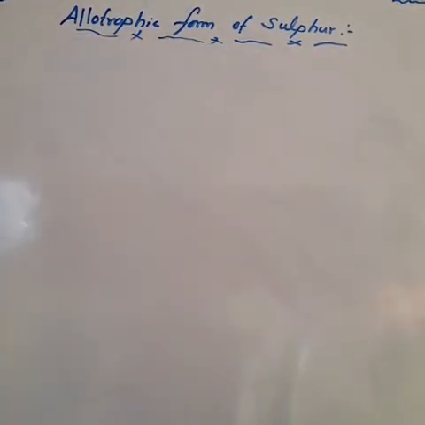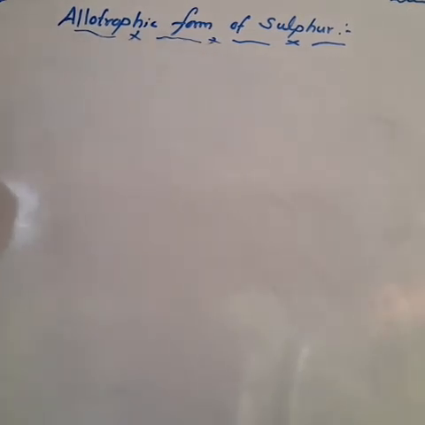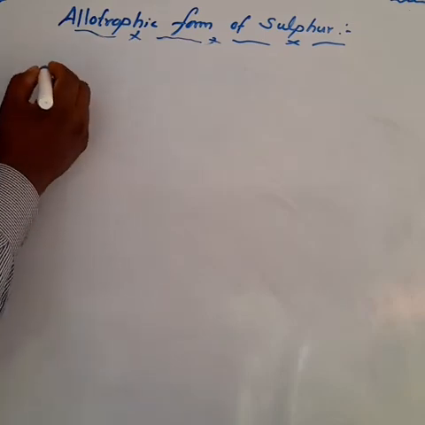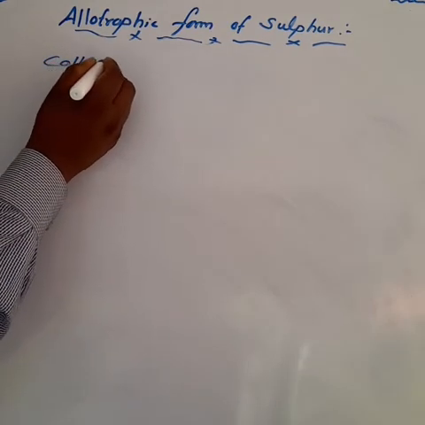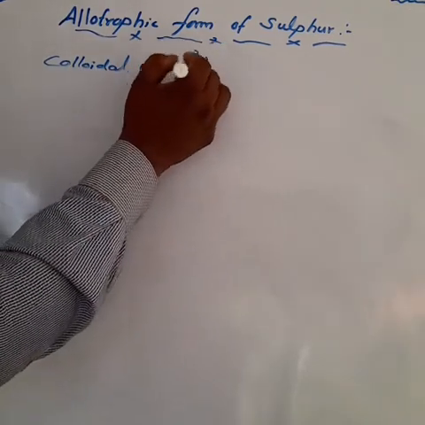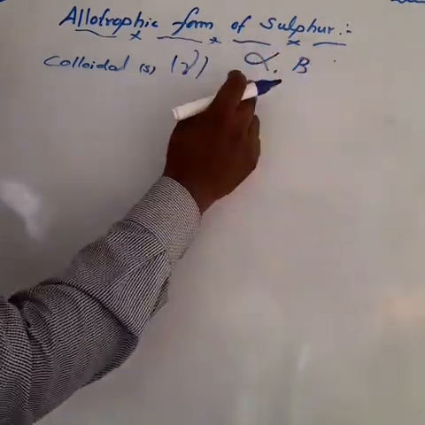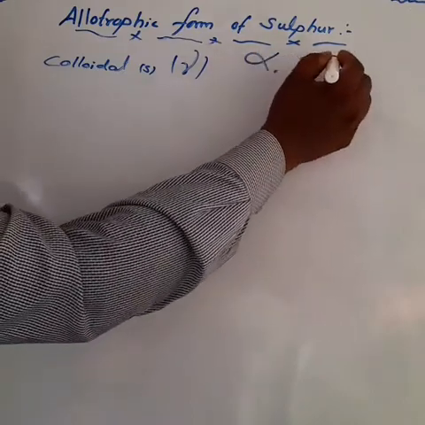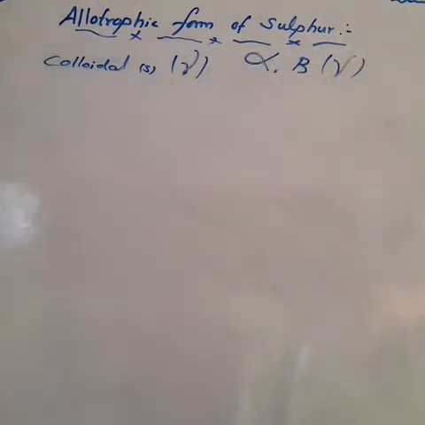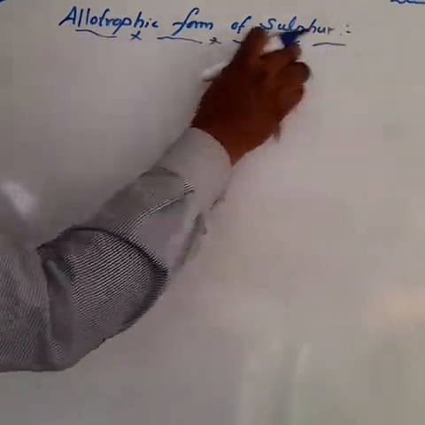Next, we discuss the amorphous allotropic form. This includes plastic sulfur, and also milk of sulfur, which we can call colloidal sulfur. Sorry, not lambda sulfur, gamma sulfur. Alpha sulfur and beta sulfur belong to the crystalline form, and gamma sulfur is the amorphous sulfur.